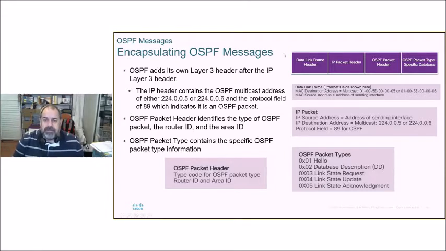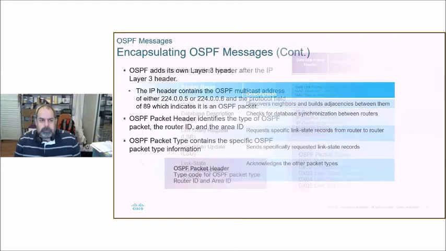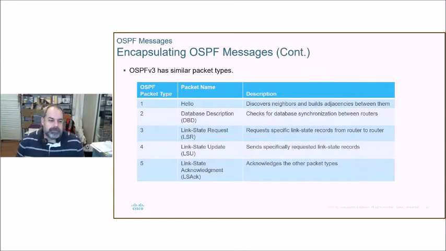So you have your bundling header, your IP header, and then its own OSPF packet header, one of the fields of which is type, and then you have that specific packet itself for whatever information is being moved. The packet types are hello, database description, link state request, link state update, and link state acknowledgement.